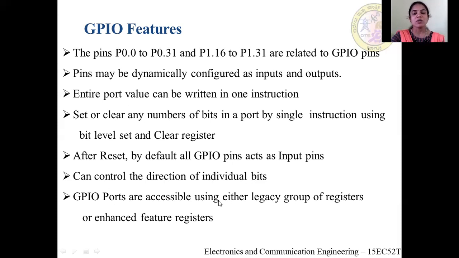GPIO ports are accessible using either the legacy group of registers or the enhanced feature registers. To control the operation of these GPIO pins, that means whether we are using a pin as an input pin or output pin, or the entire port as an input port or output port, or to set individual pins or individual bits in port 0 as well as port 1, we are going to use two groups of registers. The first one is the legacy group of registers and the next is the enhanced feature registers. Those registers we are going to study in detail in the next session.